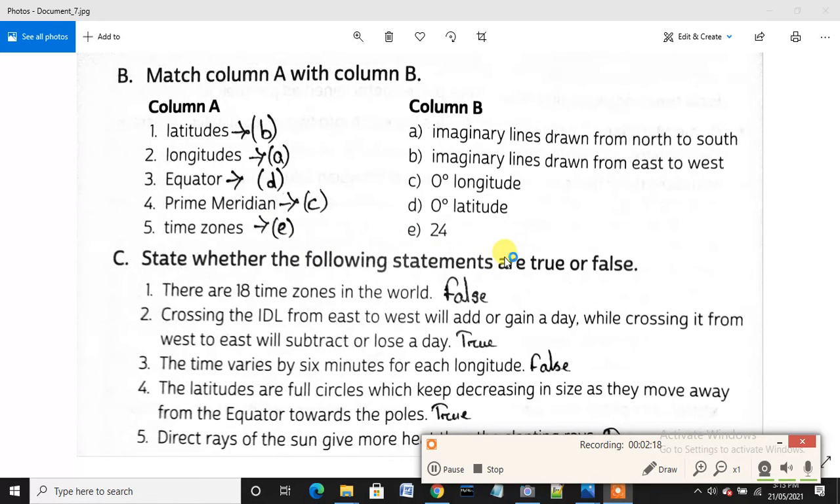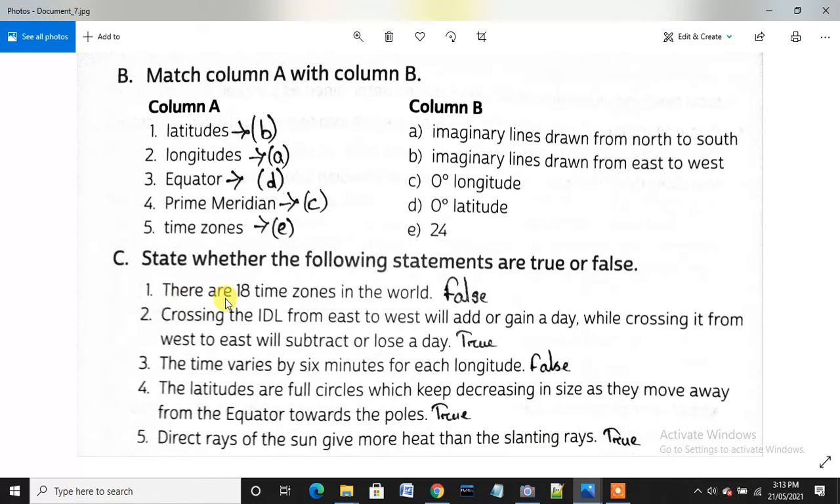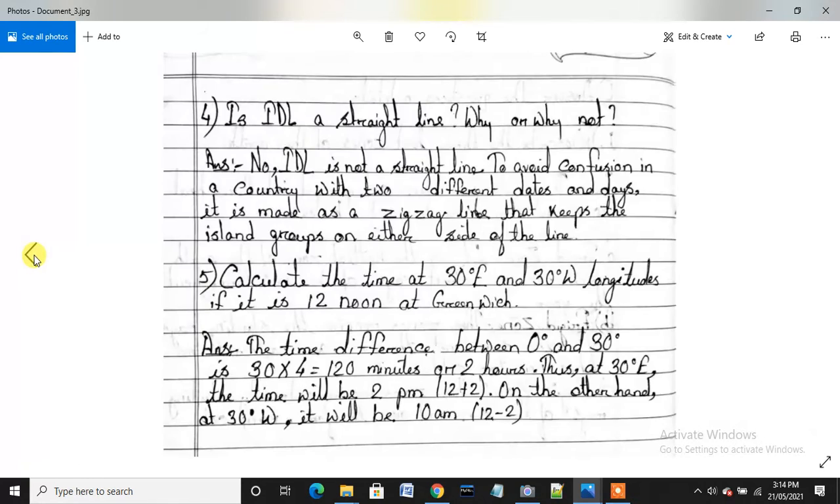State whether the following statements are true or false. There are 18 time zones in the world, that is false. Crossing the IDL from the east to west will add or gain a day, while crossing it from the west to east will subtract or lose a day. That is true. The time varies by 6 minutes for each longitude. False. The latitudes are full circles which keep decreasing in size as they move away from the equator towards the poles. Direct rays of the sun give more heat than the slanting rays. That is true. Okay, so we'll see the next one.